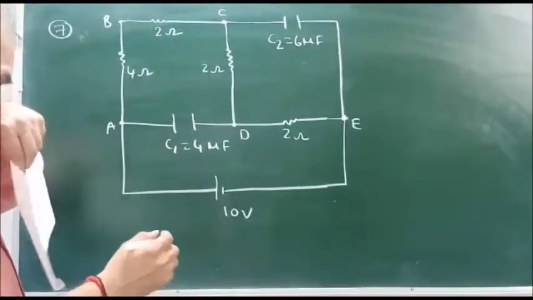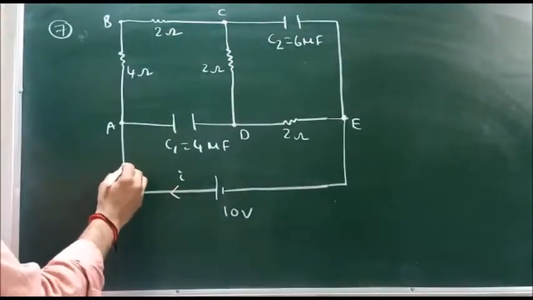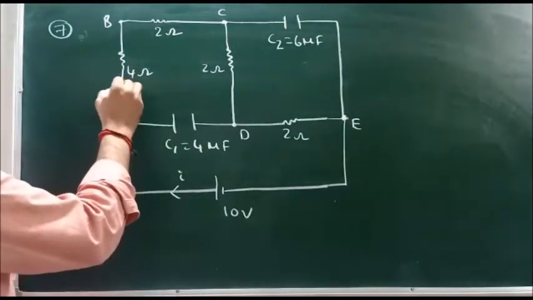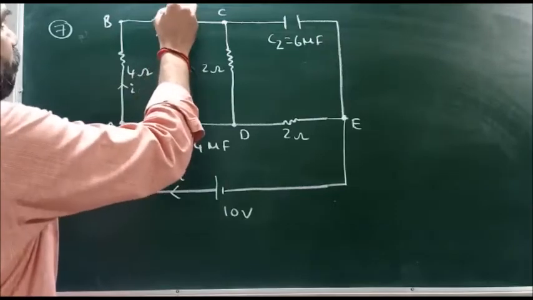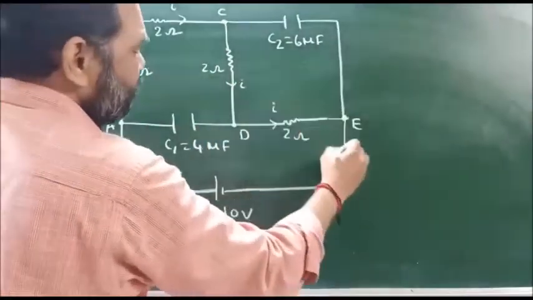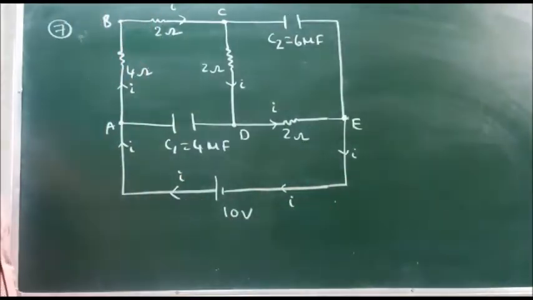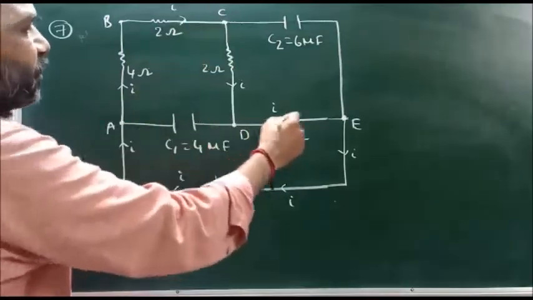So for that purpose, let current I be coming from the battery like this. In this case, this current can travel like this through 4 ohms, through 2 ohms, through this 2 ohms and through this 2 ohms, and travel like this. Because current cannot travel through capacitors, it can travel only through resistors like this.